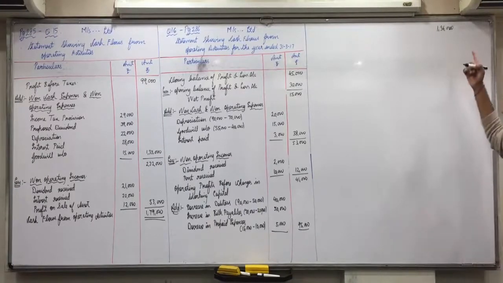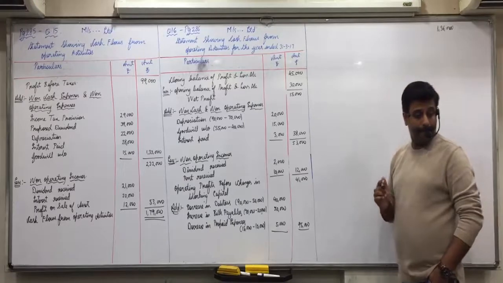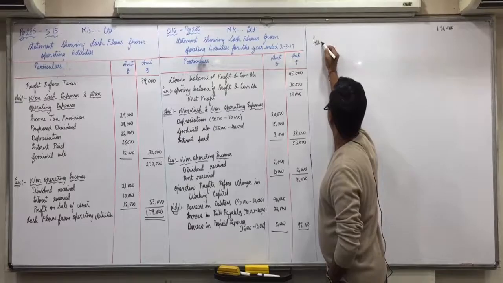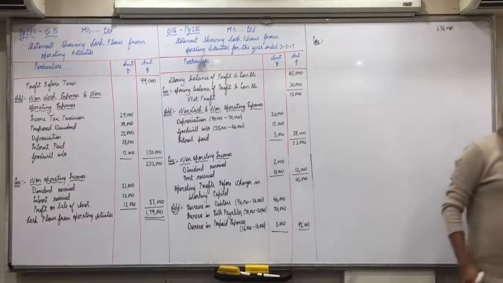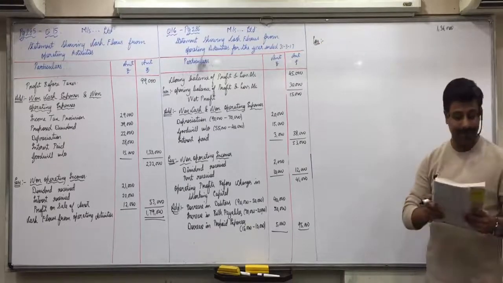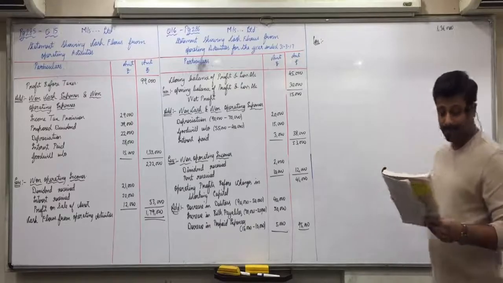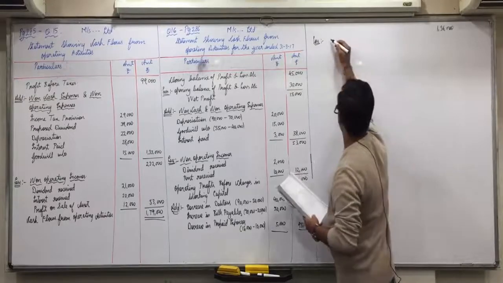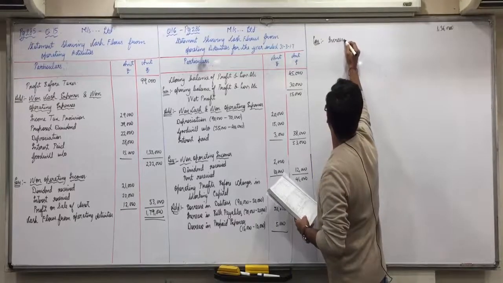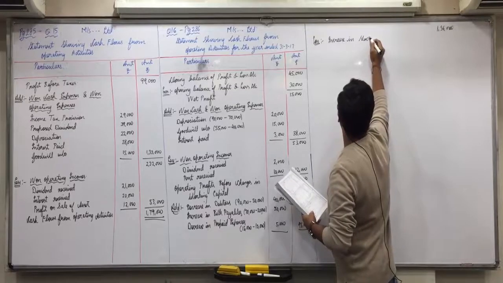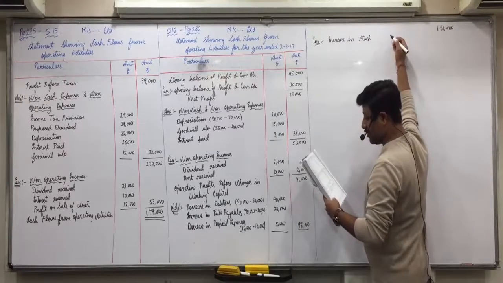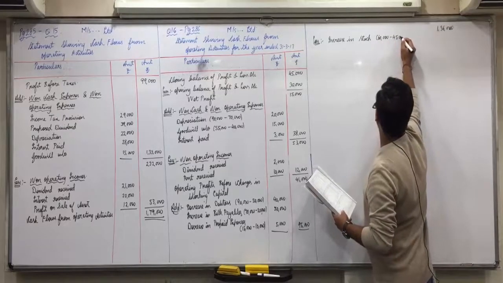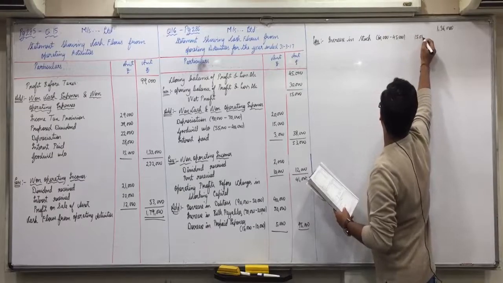Pooja, what will we call this? Correct. Less: now we have to minus O minus items in CA and CL. So, increase in stock. What amount? 60,000 minus 45,000, 15,000.